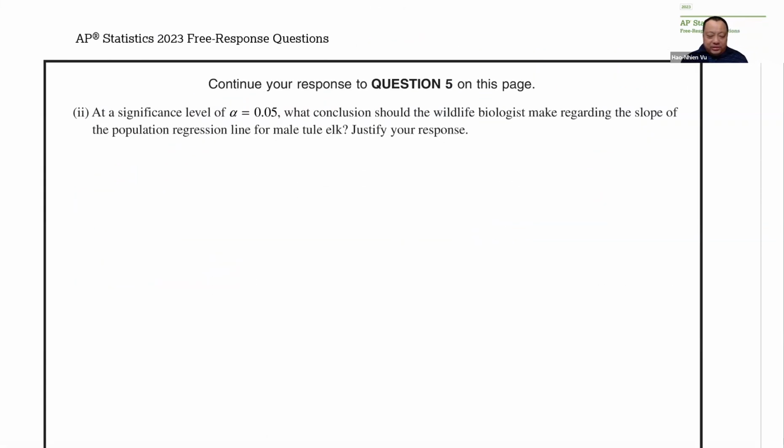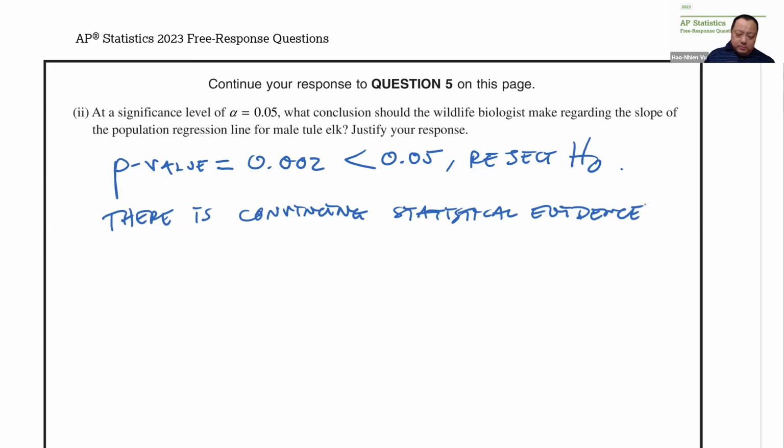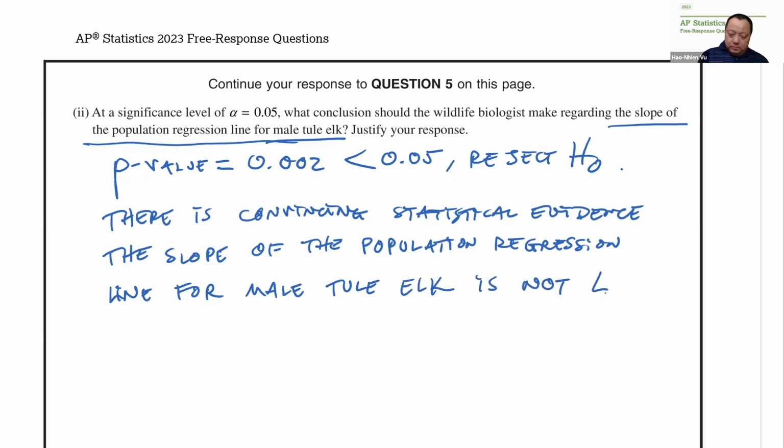Sure enough, part II asks for a conclusion. Reject H0. There is convincing statistical evidence, and then I write down all of that. That's the parameter in context. That the slope is not 4.5. The unit of the slope is kilograms per centimeter, but they have not been using it, so I'm not going to put it in.